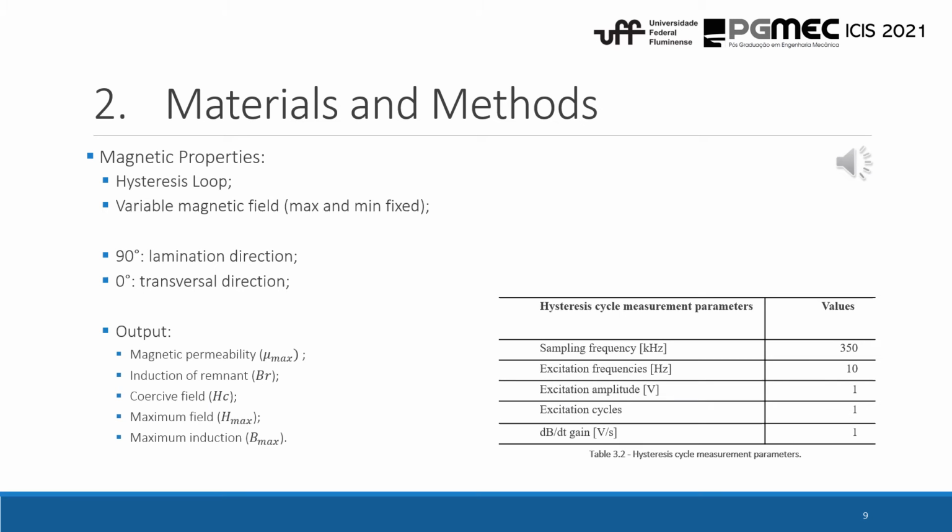Using the same sensor of the previous analysis, we also obtained data about the hysteresis loop using a variable magnetic field, but with a maximum and minimum field fixed. On this table, you can see the input data, like the sampling frequency and excitation frequencies, and as an output, we obtained the magnetic permeability, the remanent induction, the coercive field, maximum field, and maximum induction.